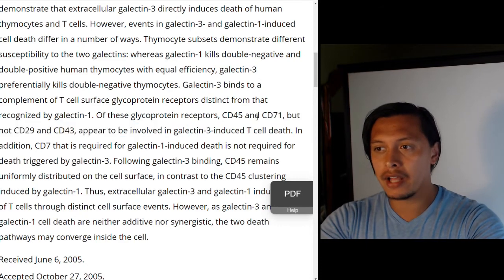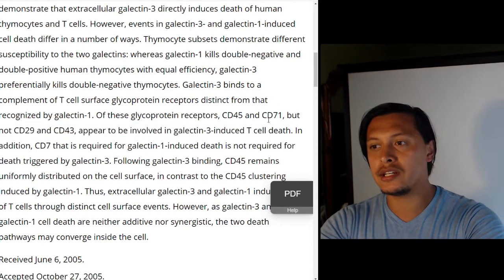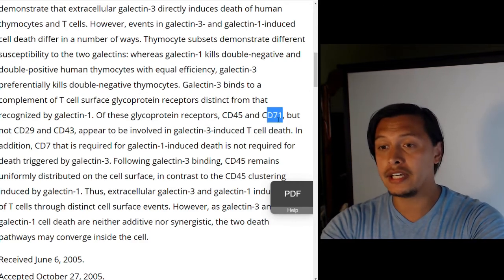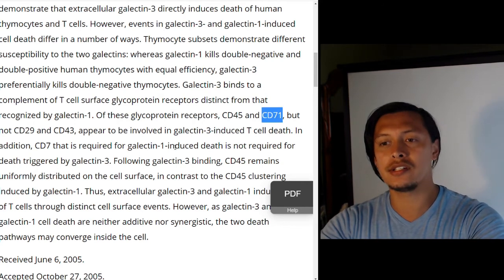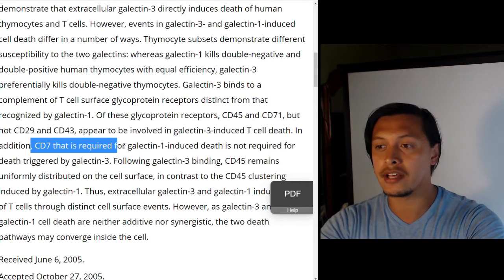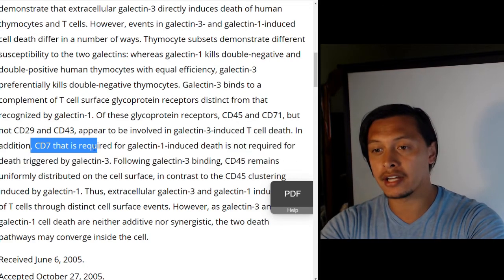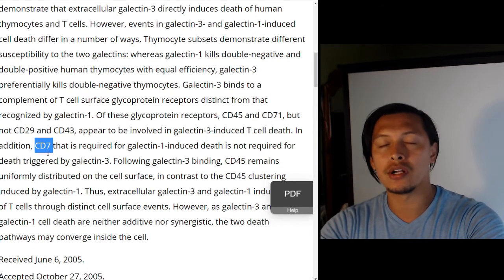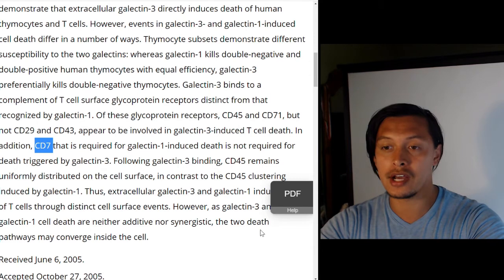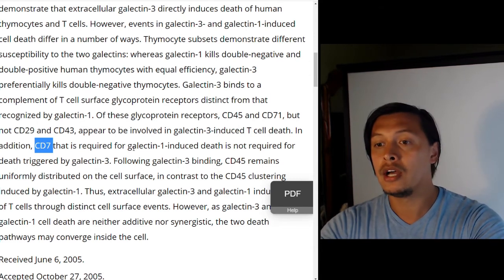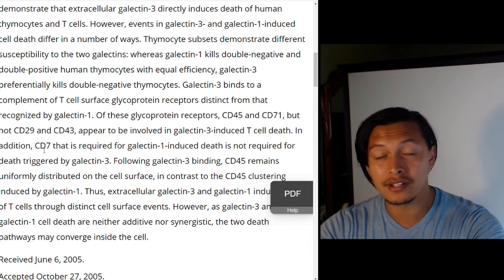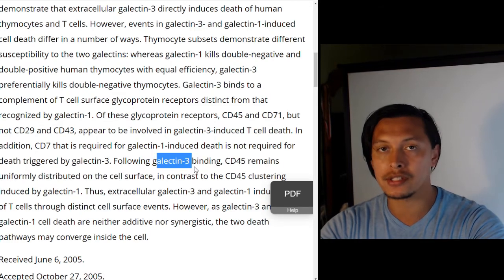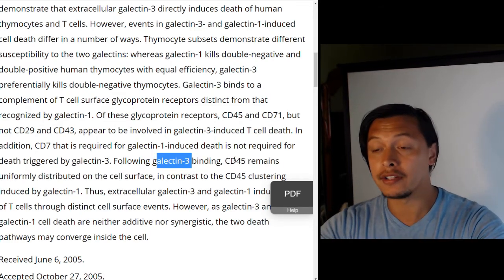So just know that galectin-3 binds to CD71, and this causes cell death of the T cells. In addition, CD7, which is required for galectin-1 induced death, is not required for death triggered by galectin-3. So just know that CD7 is one of the receptors found on the cells that galectin-1 will kill, but even if you get rid of that CD7, galectin-3 is still able to kill those cells. So this is saying that it's undergoing a completely different strategy of killing the cell.